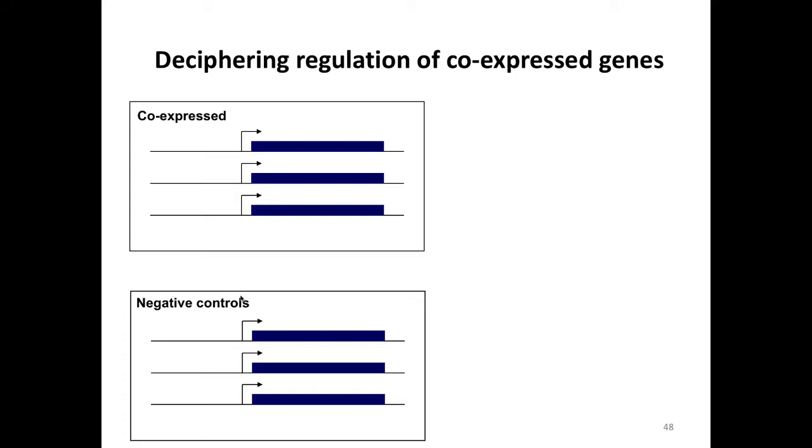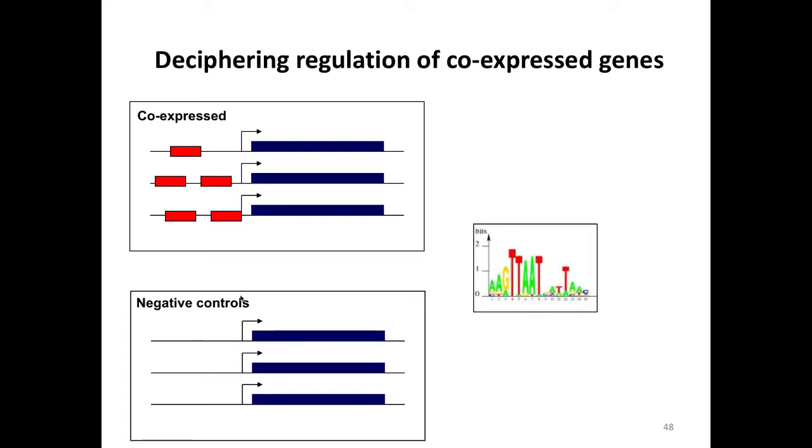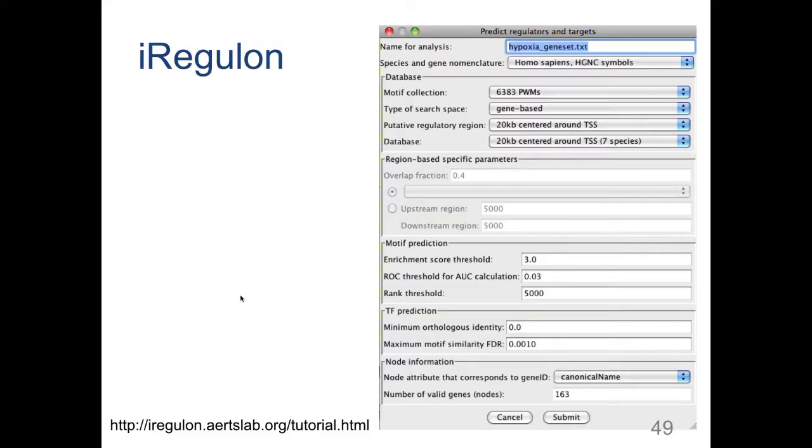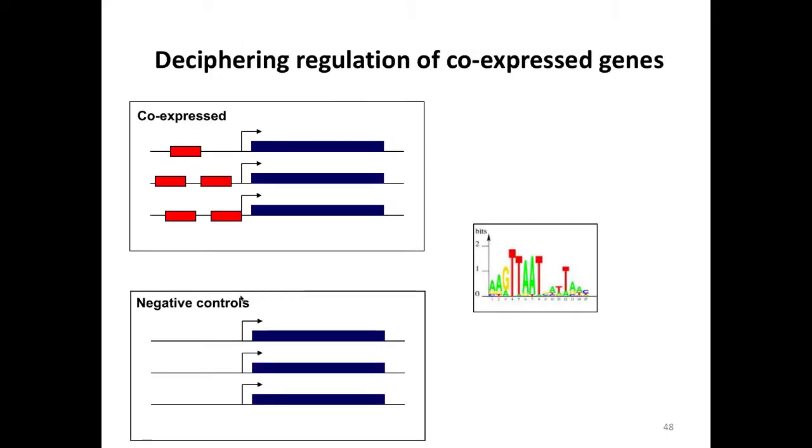So you can amplify the signal that you might have over a large number of regions, right? So we go back to this question that I posed earlier: how can you find out which motif is potentially responsible for a set of co-regulated genes? One thing you can do is look for how often you find that motif in the whole set of co-regulated genes above a set of negative controls.